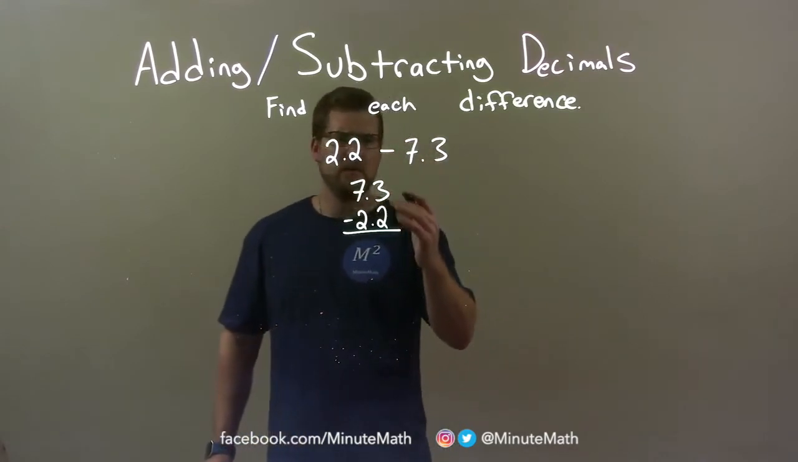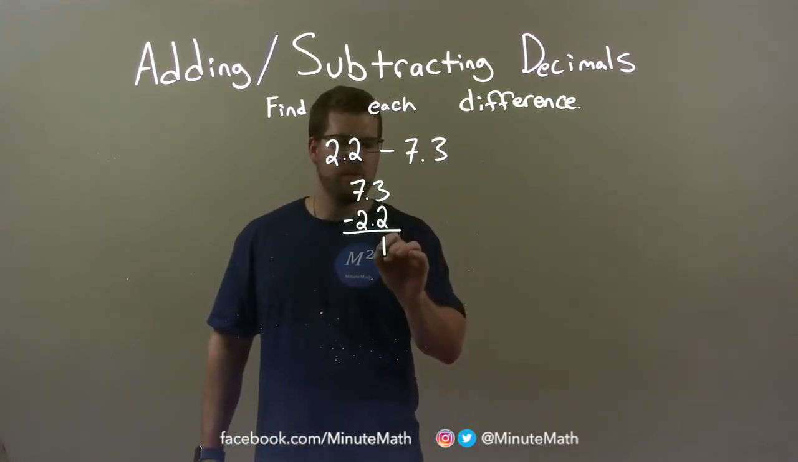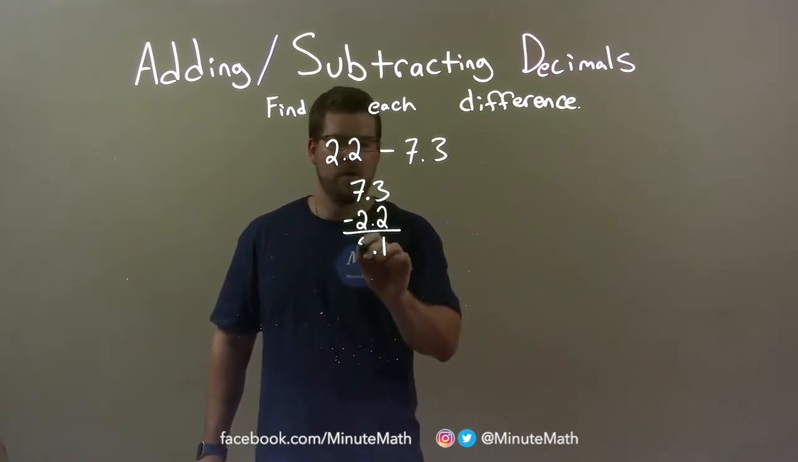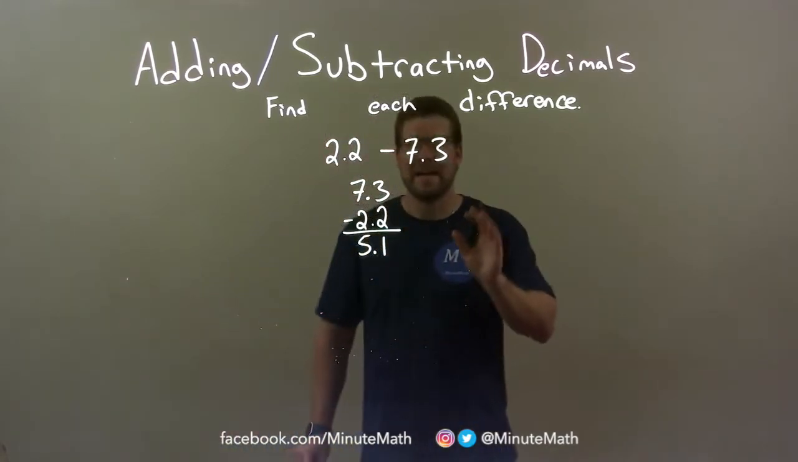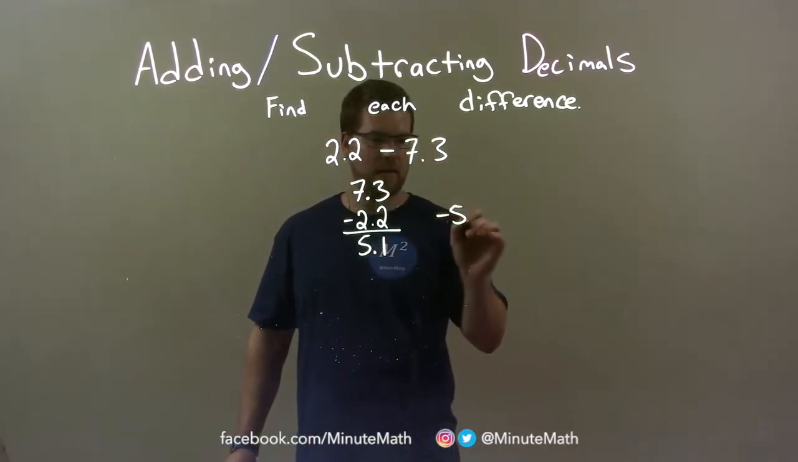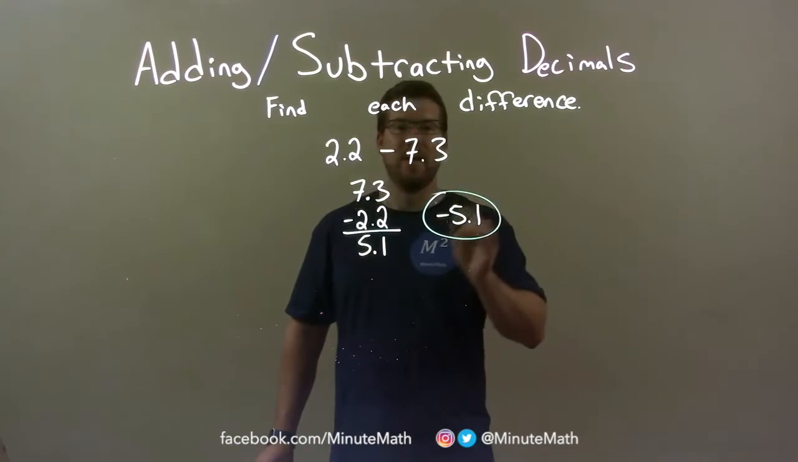So now we do it like we always do. 3 minus 2 is 1. Keep the decimals lined up, very important there. 7 minus 2 is 5, so we have 5.1. But again, we knew it had to be a negative number. So we have a negative, we put that on there, negative 5.1, and there we have our final answer.